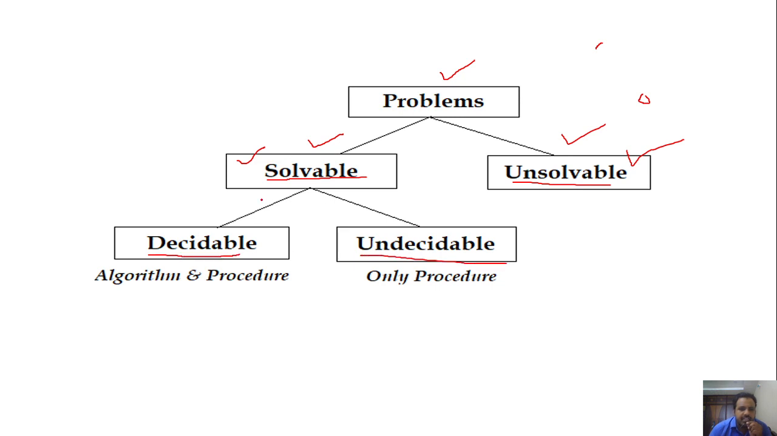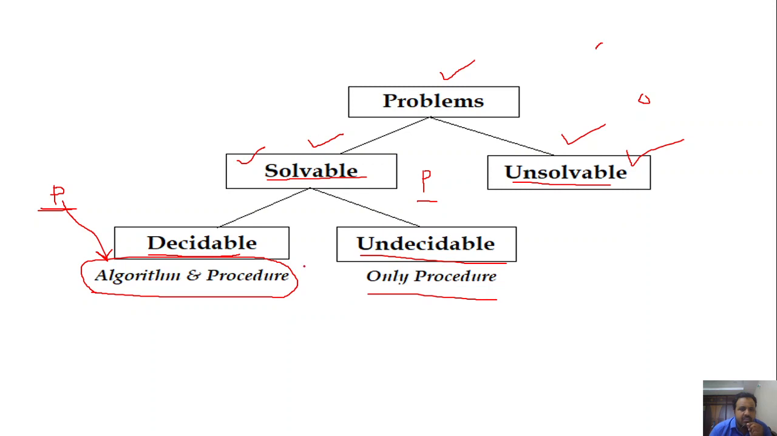Right. So what is meant by a decidable problem? A problem is said to be decidable if there exists an algorithm and procedure for that problem. Okay. So a problem P will be considered as a decidable one if there exists an algorithm and procedure for that particular problem. Okay, when can we say that a problem P is undecidable? A problem P is undecidable if there exists only the procedure.